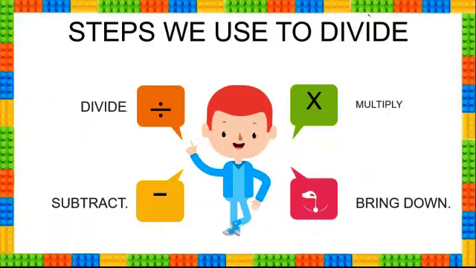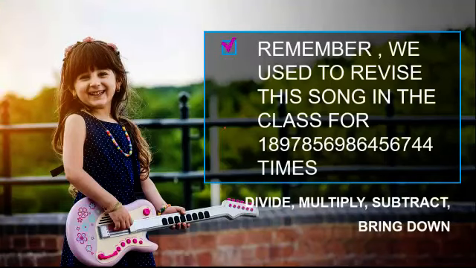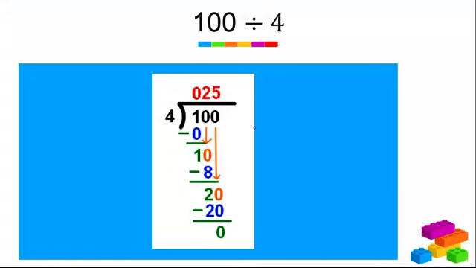The steps we use to divide are 4 steps: divide, multiply, subtract, bring down. We always sing it as follows: divide, multiply, subtract, bring down, as we did in our class. When I have 100 and I want to divide it by 4, there are 4 steps I always follow. The first step, divide, then multiply, third, minus, and then bring down.